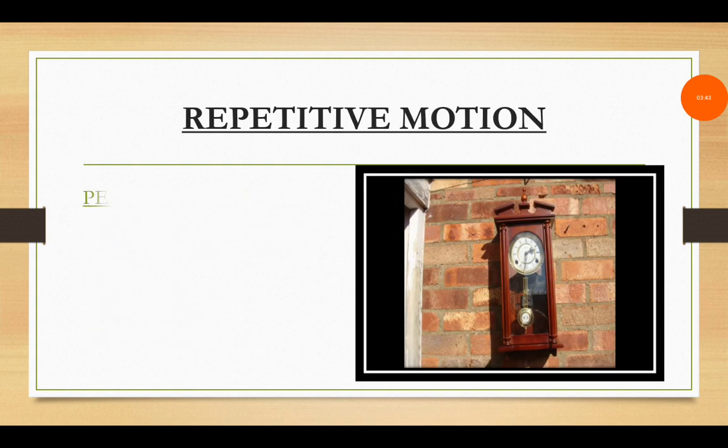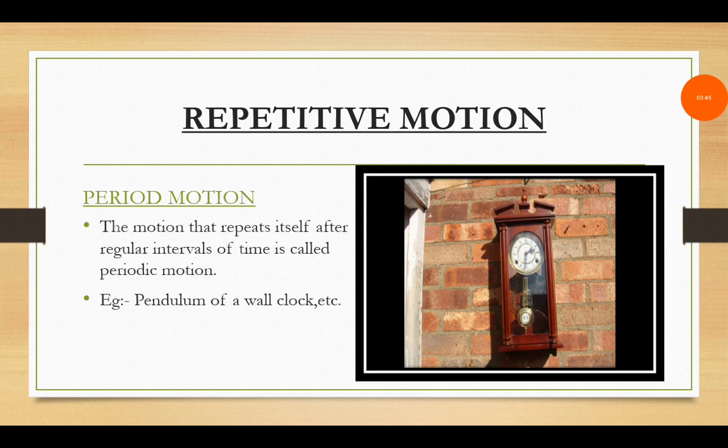Then we have periodic motion. The motion that repeats itself after regular intervals of time is called periodic motion. For example, the pendulum of a wall clock, etc.